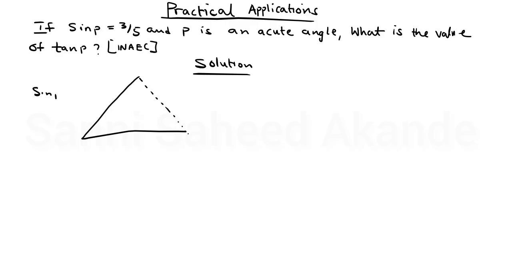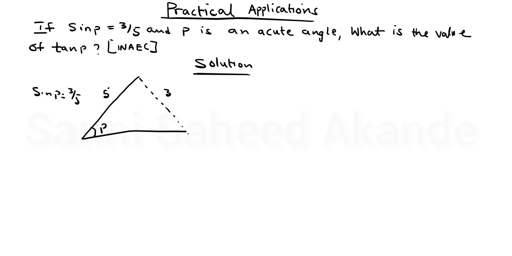is equal to 3 over 5, and you know that the formula for sine is opposite over hypotenuse. So if this is my angle p, the opposite is this side, which is 3, and then the hypotenuse will be this side, which is 5. Understood? But I still need to know the value of this third length here.